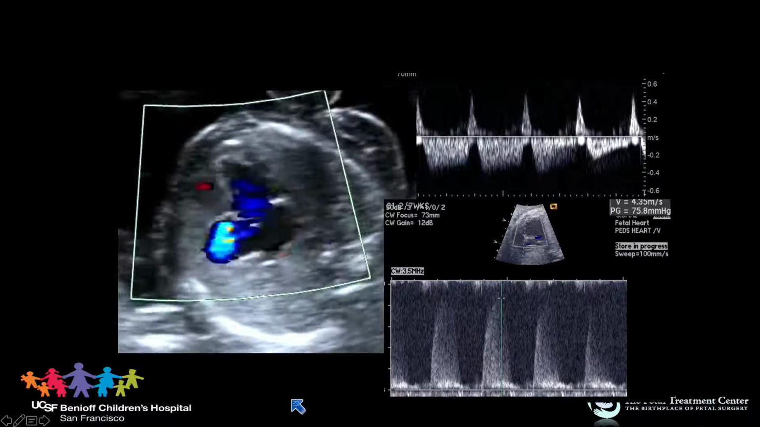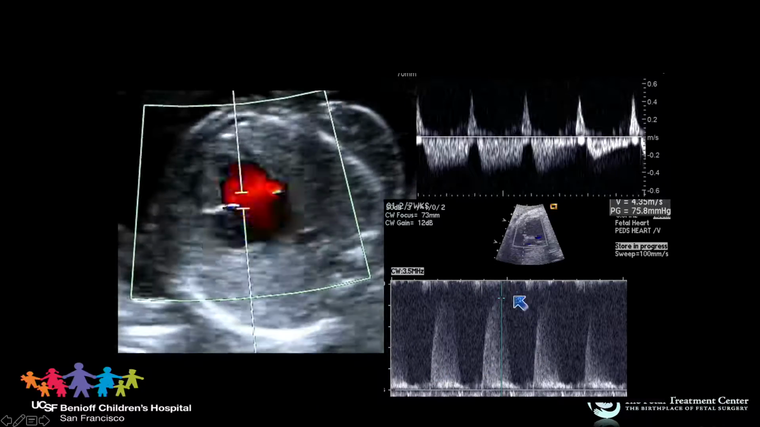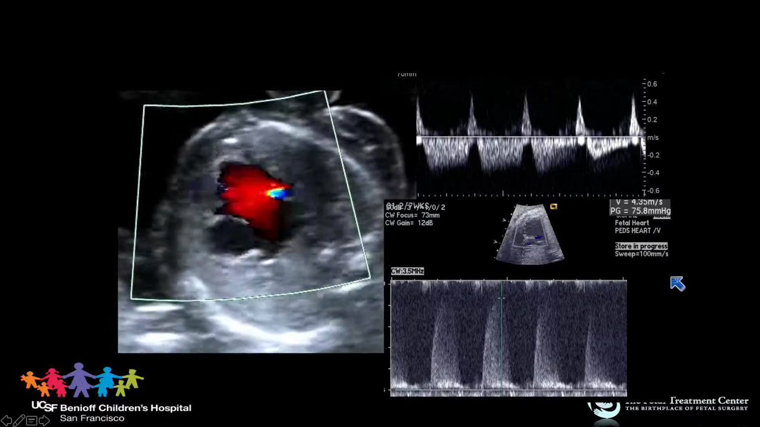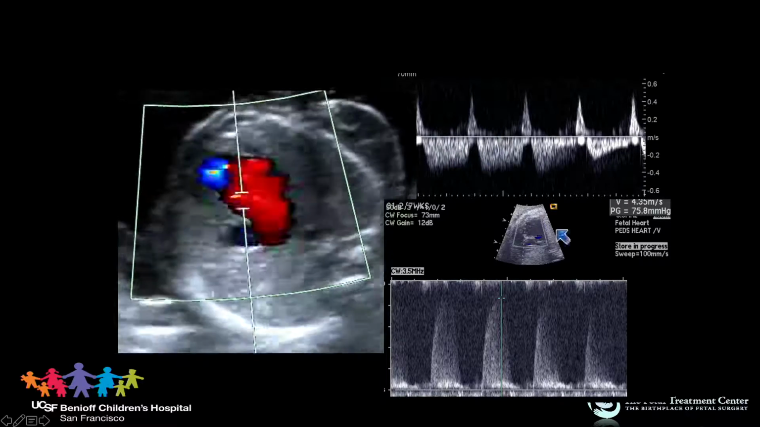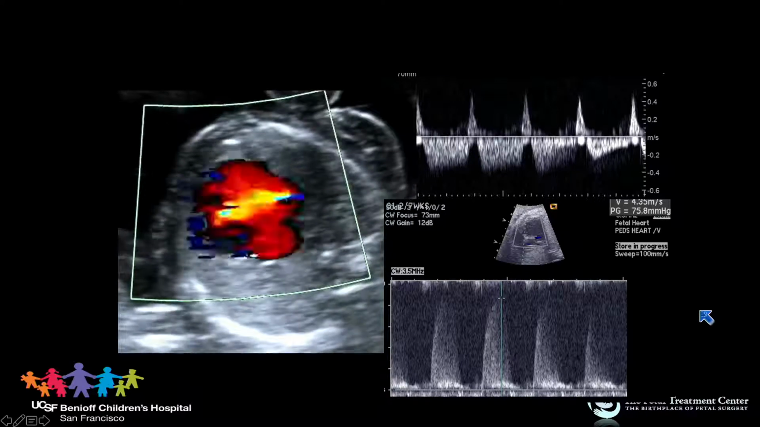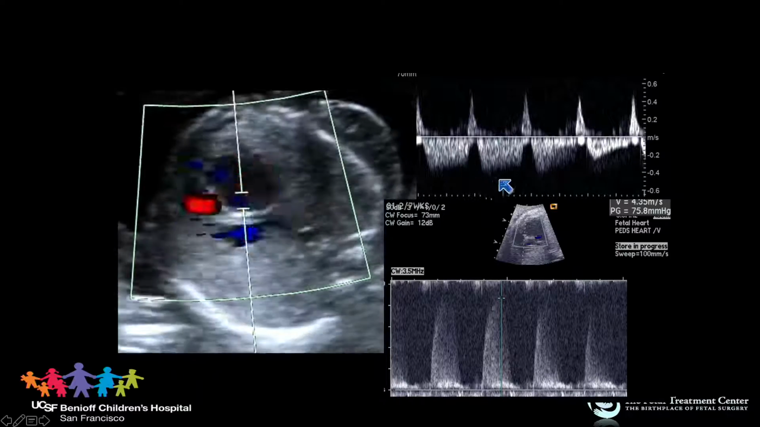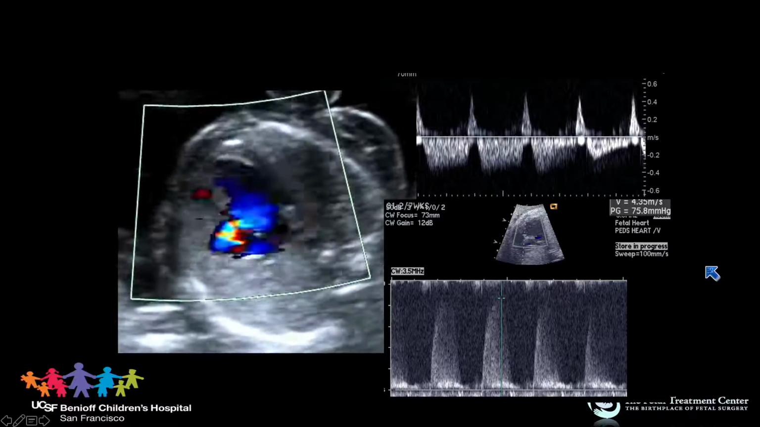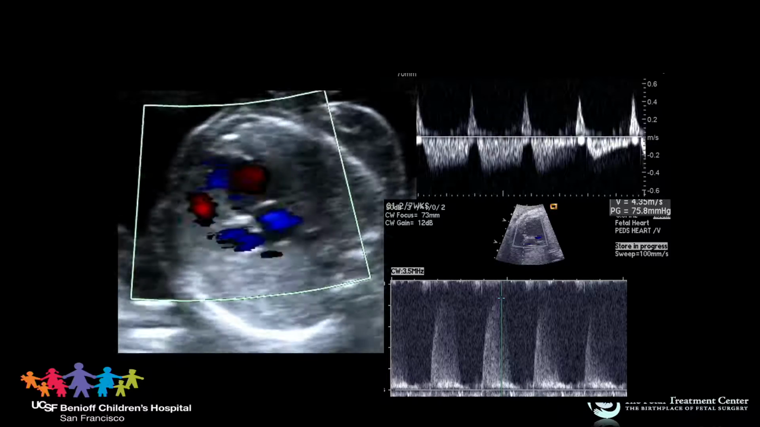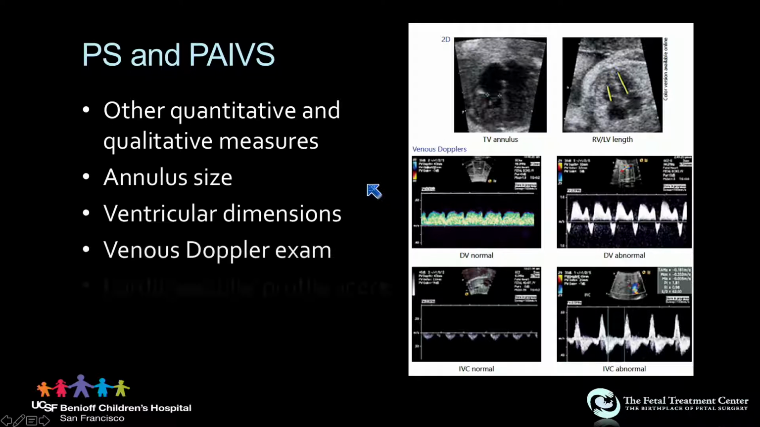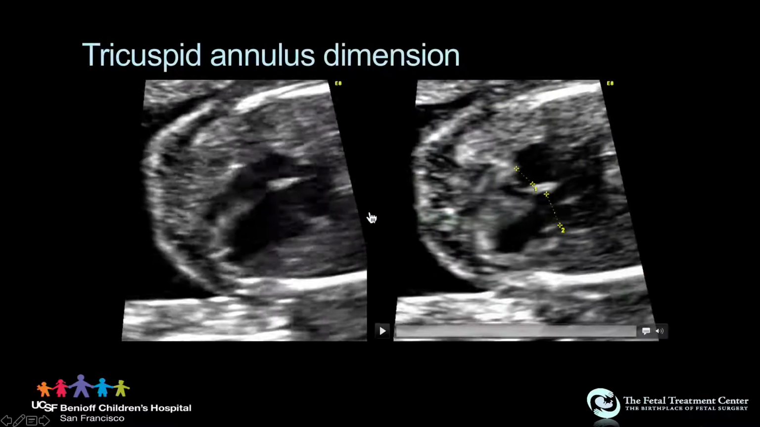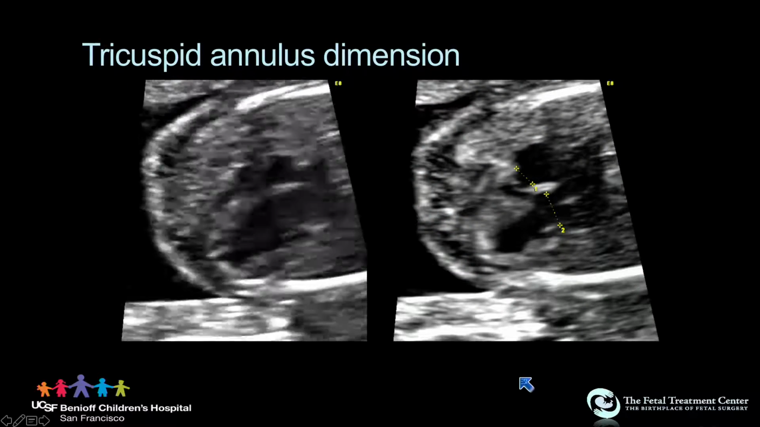And then, of course, our Doppler examination with a high-velocity tricuspid regurgitation jet that I already mentioned, and sometimes reversal of flow in the ductus venosus. As I said, this is a normal finding in patients with right ventricular problems, and maybe a tip-off, but should not necessarily panic the sonographer, because this does not necessarily mean the same thing as it would in a patient with a structurally normal heart. There are other qualitative and quantitative measures that we can look at with PAIVS: annulus size, ventricular dimensions, venous Doppler exam, rhythm, etc. I'm not going to go into all of those, but they are in your syllabus.